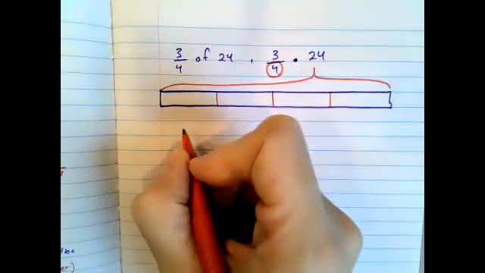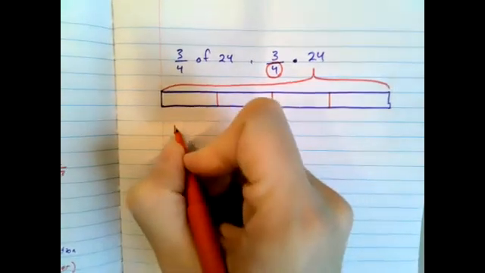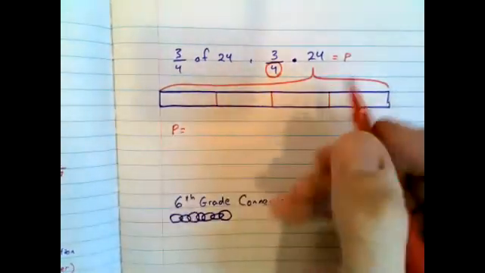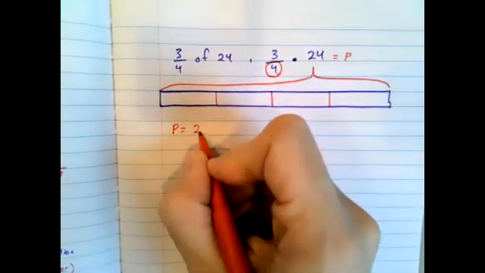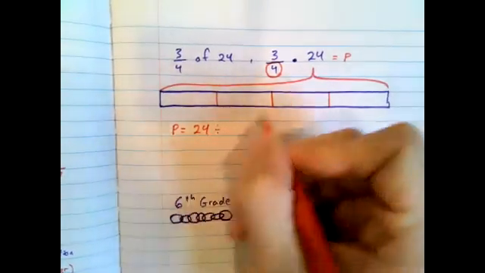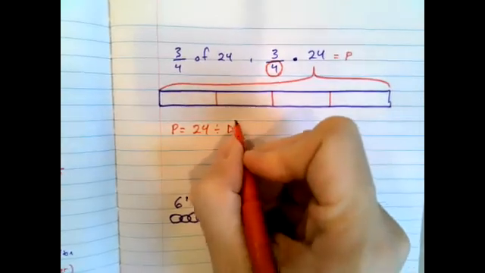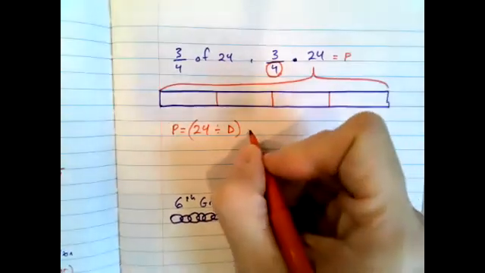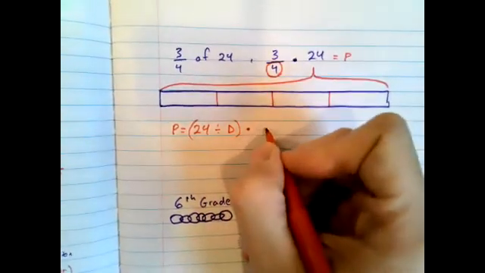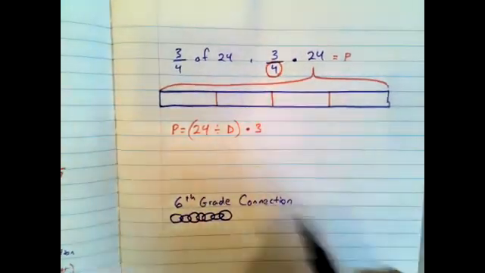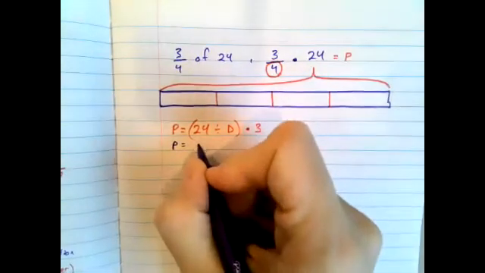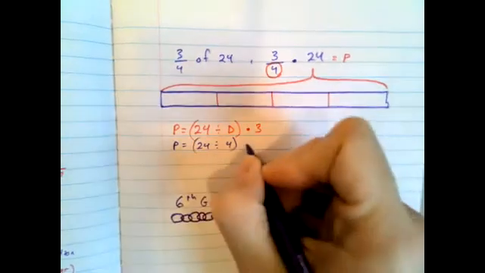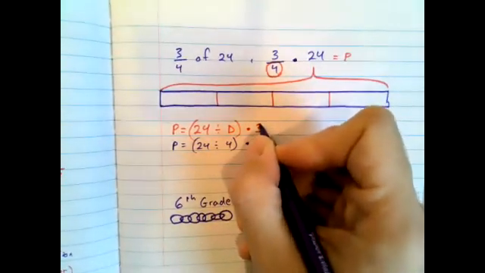Now we can do that as an expression. So let's come up with our product. Product, or our answer, P equals whole number, 24, divided by denominator. And we need that first. And then we will multiply by our numerator. P equals 24 divided by 4. Then I'll multiply by 3, which was our numerator.